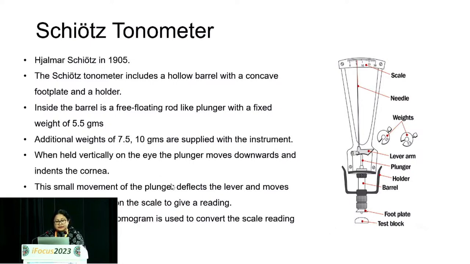And when this tonometer is held vertically over the eye with the holder, this plunger will move downwards and it will indent the cornea. And this small movement of the plunger will deflect through this lever arm on the scale and you get a reading. So this is not the IOP reading, but you have to convert this through a nomogram to get the intraocular pressure in millimeters of mercury. Okay?